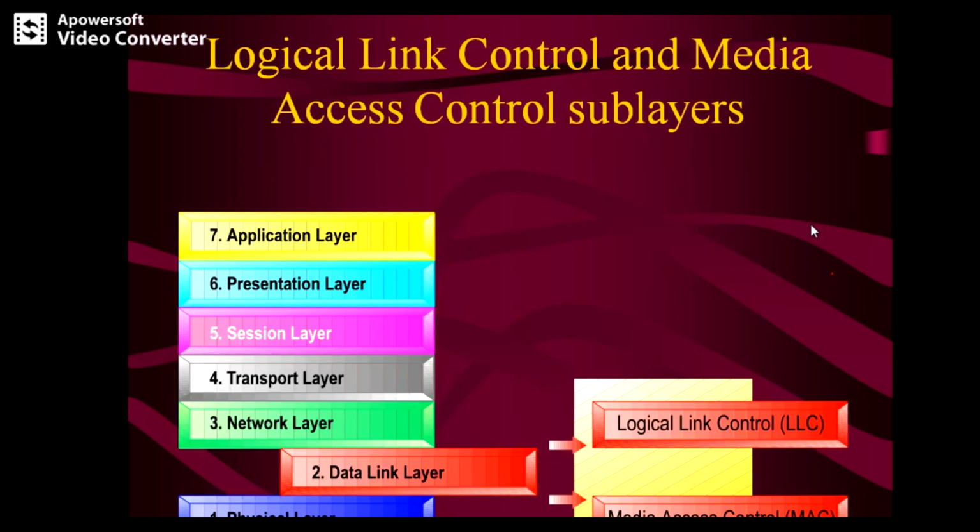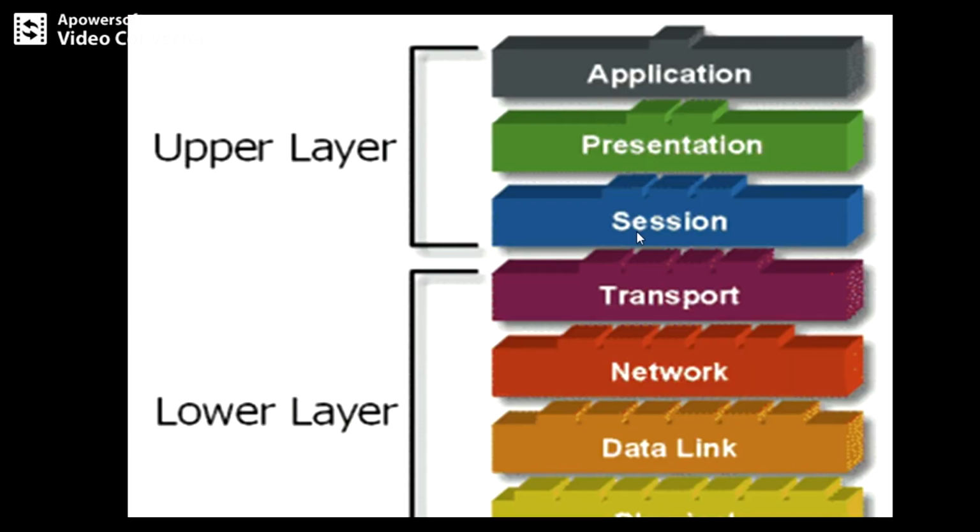Each layer has got its own job. Before explaining the function of each layer, note that the data link layer is further divided into logical link control and media access control, which you will come to know later. So now what is the job of each layer? What is the function of each layer?